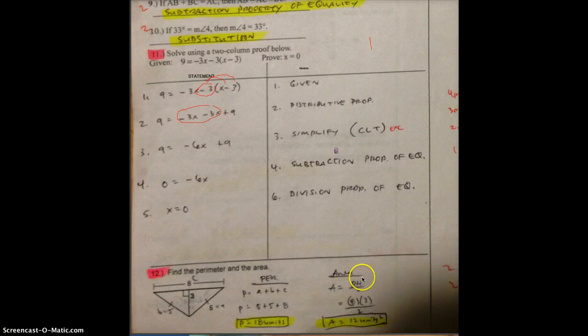And then here I have an area, which is area equals base times height divided by 2. The base is 8 and your height is 3. Divide that by 2 and you get 12 units squared. I gave you 1 point for the equation and then 1 point for the answer. Same thing over here.